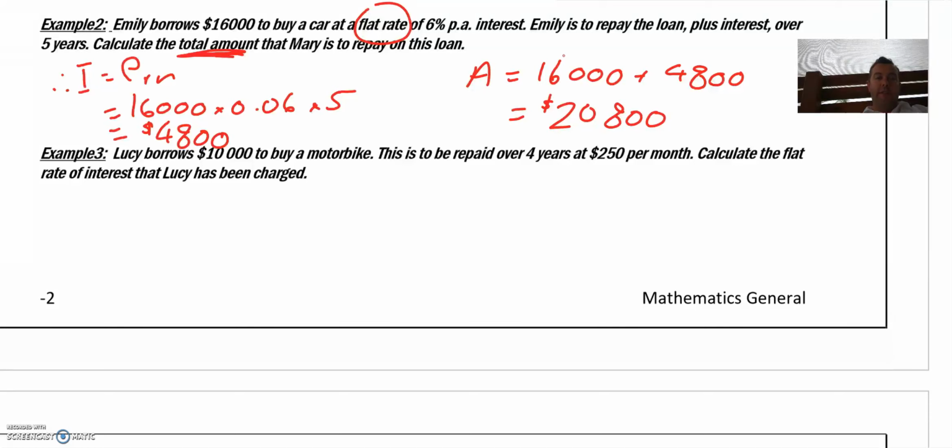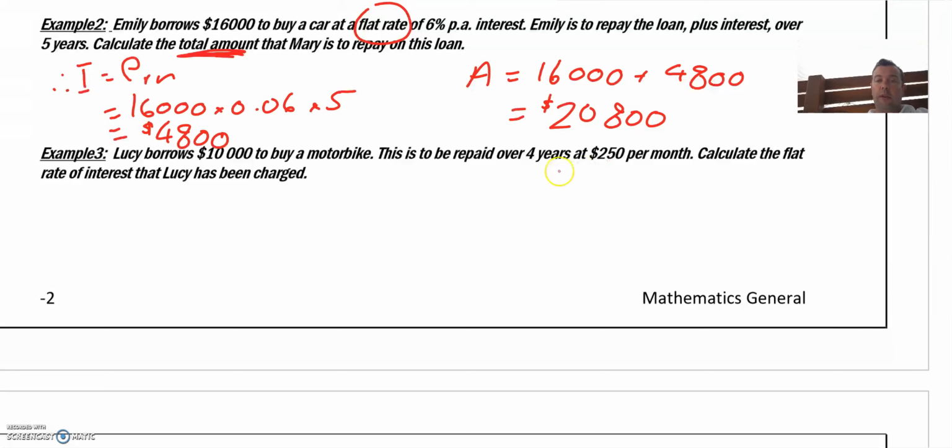Example three, and this will be our last example for flat rate of interest. Lucy borrows $10,000, there's my principal, to buy a motorbike. Don't care about the motorbike, that's irrelevant. Repaid over 4 years, we're working in years, $250 per month. Calculate the flat rate of interest that Lucy has been charged. More complex here. Typical general maths kind of thing where we're working backwards through this.